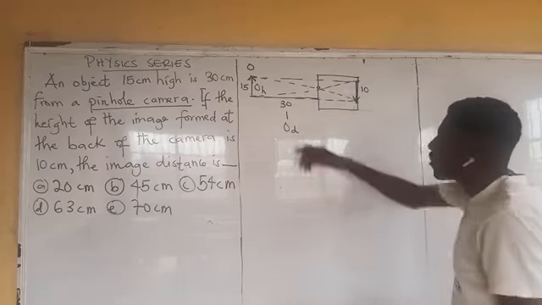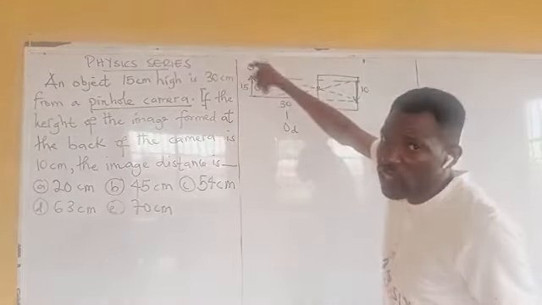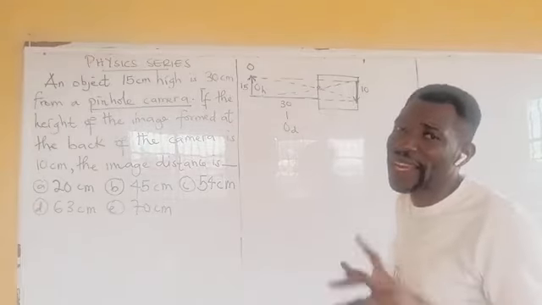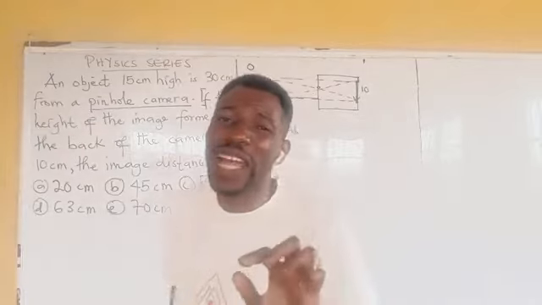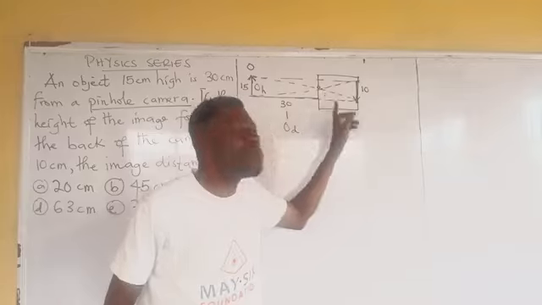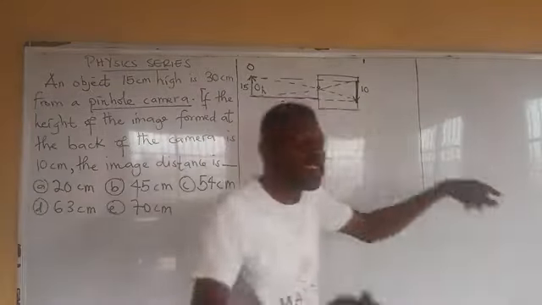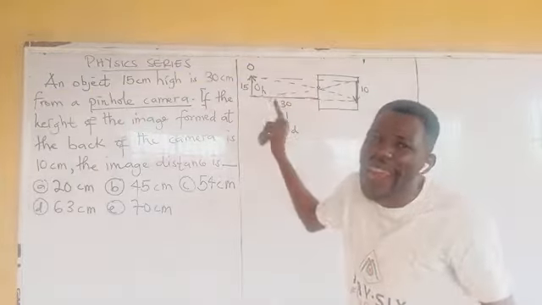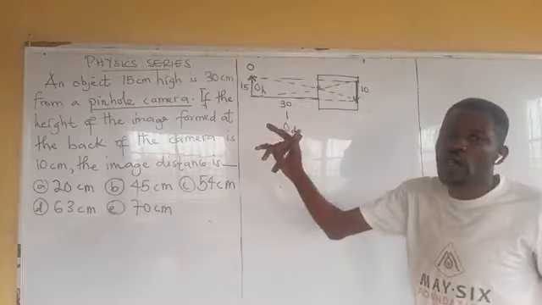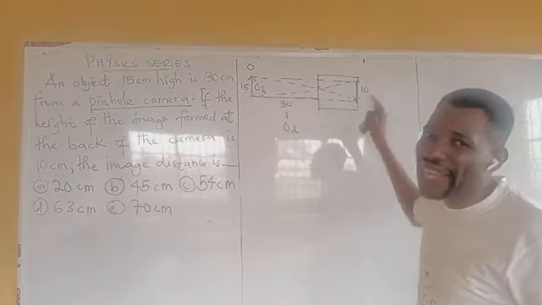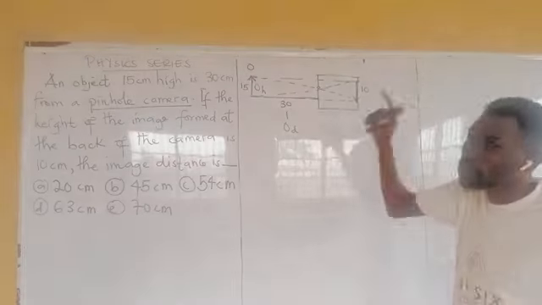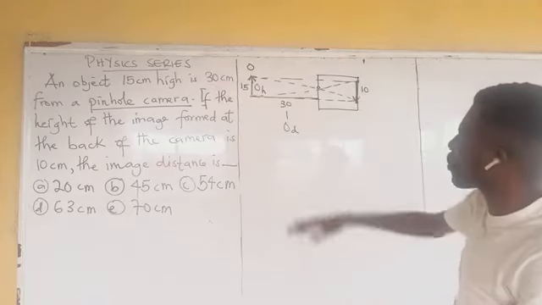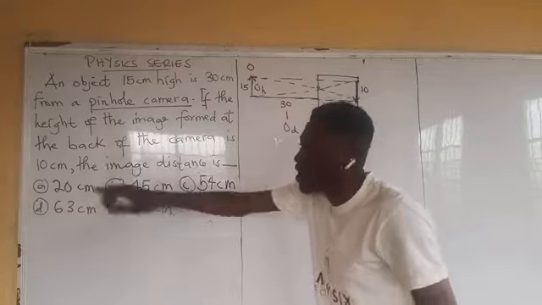Note that the object is standing upright, the arrow is facing up. Look at the image formed at the back. What do you observe? The arrow is facing down. When that happens in physics, we call such an image an inverted image. We say the image is inverted. Another case where you get an inverted image is when you start studying mirrors, mostly plane mirrors. Plane mirrors always produce inverted images. So back to our question. The height of the image formed is 10 centimeters.